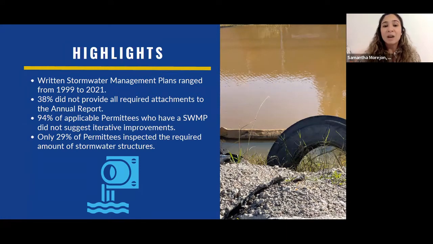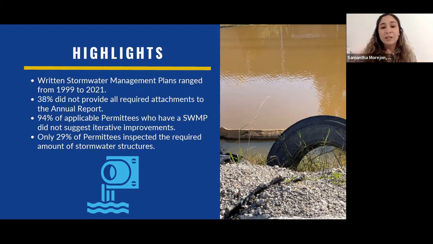38% of the permittees did not provide all of the required attachments to their annual reports. In this past year three report, the one that we graded of year 2020, they were required to have things like water quality monitoring data and evaluations of that, but many of them did not.